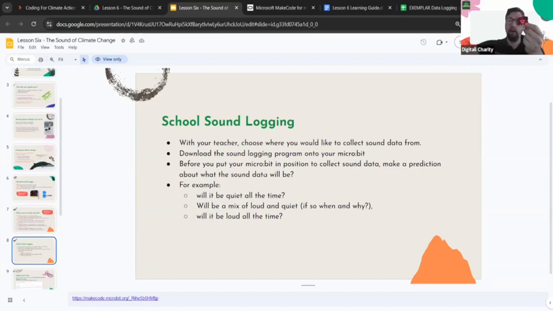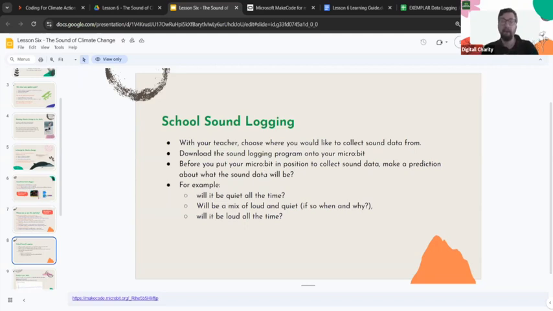Before we place it there, or when we place it there and when we come back to classrooms, make some predictions about what the sound data will look like. Okay, what it will do. Will it be quiet all the time? Are there going to be movements in the sound level in our chart? Are there going to be real notable changes in the chart? Will it be loud all the time? What do we think the data is going to look like? How is it going to present in the chart? And why do we think that is the case?